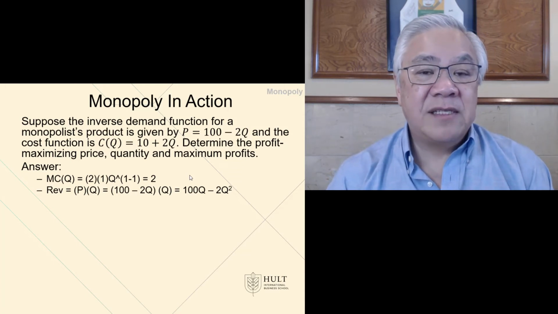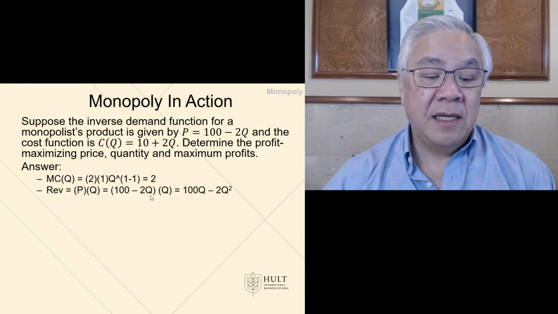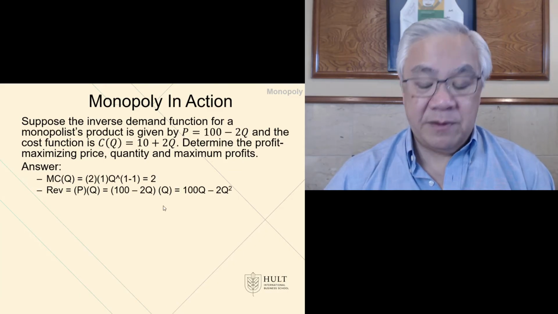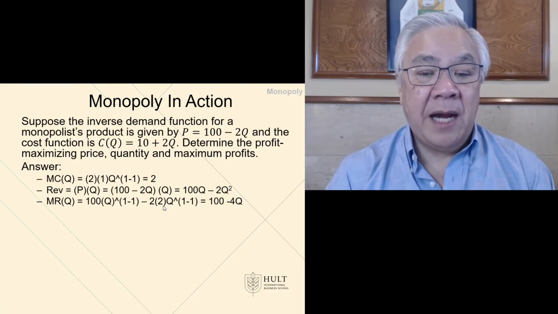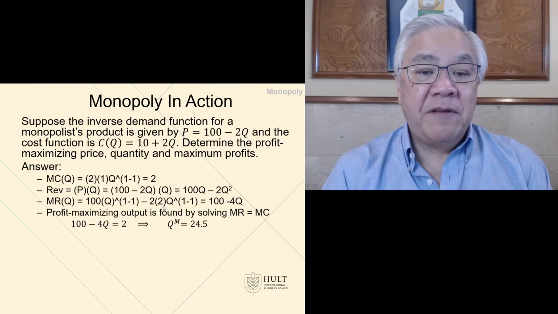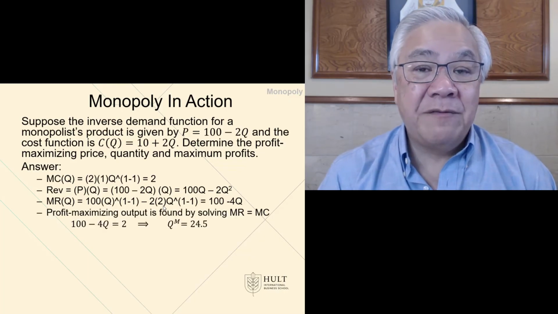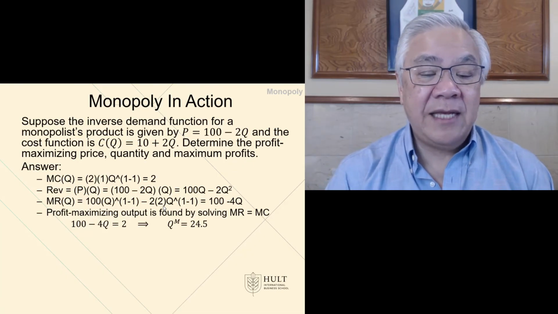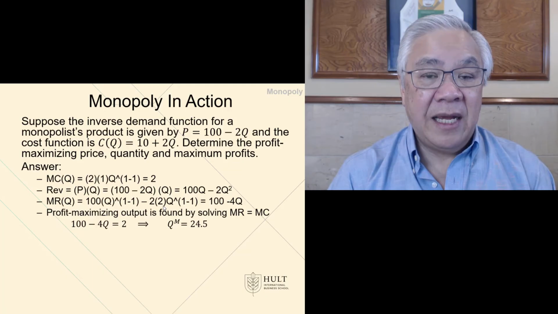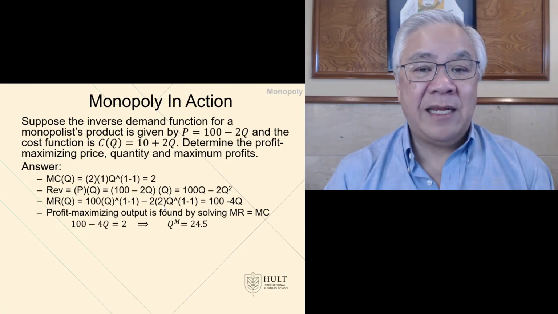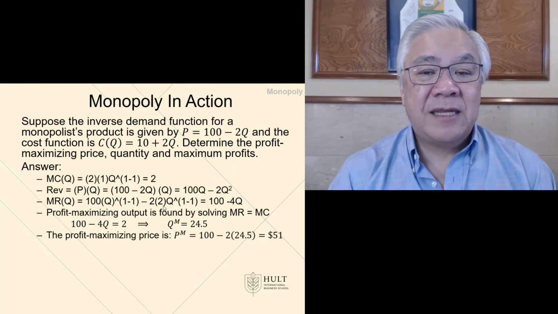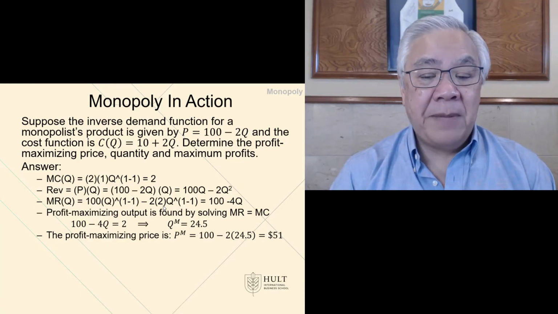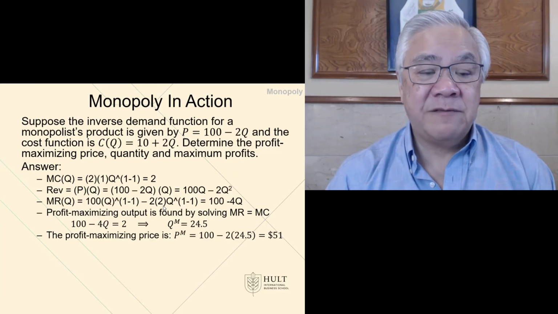Next, the revenue is price times quantity. So again, we're given the price, and here we multiply by quantity, and we end up with this expression, and we could derive the marginal revenue, which is equal to 100 minus 4Q. The profit maximizing output is then found when we solve MC equals MR. In this case, 100 minus 4Q equals 2, and Q then becomes 24.5. Now that again is for the monopoly. The profit maximizing price then is we set the price equal to what the demand curve had for that particular quantity, which is 100 minus 2 times 24.5 equals 51.